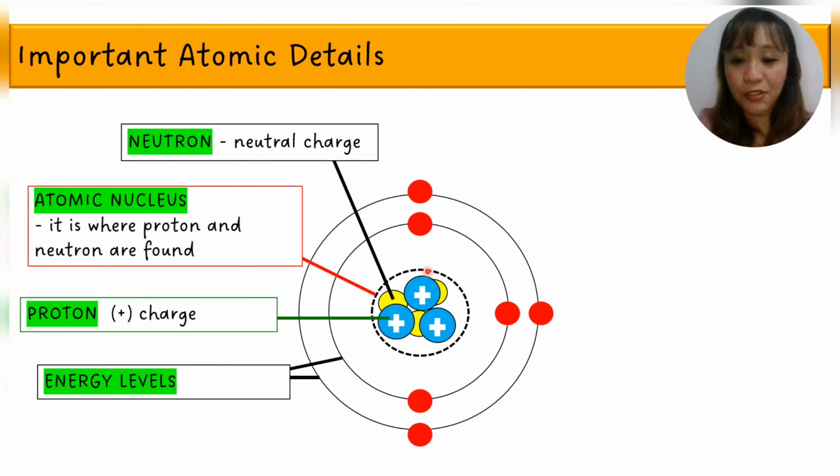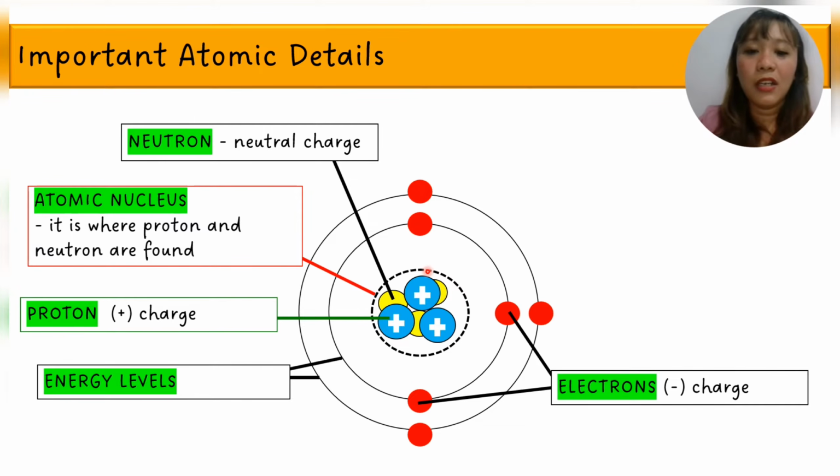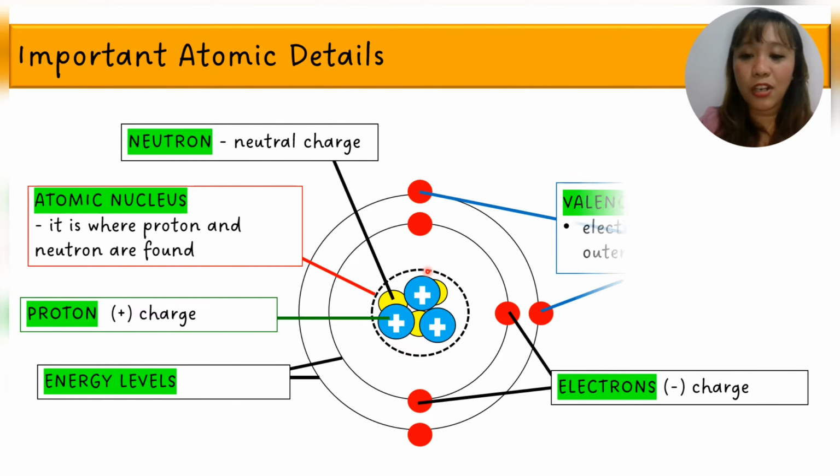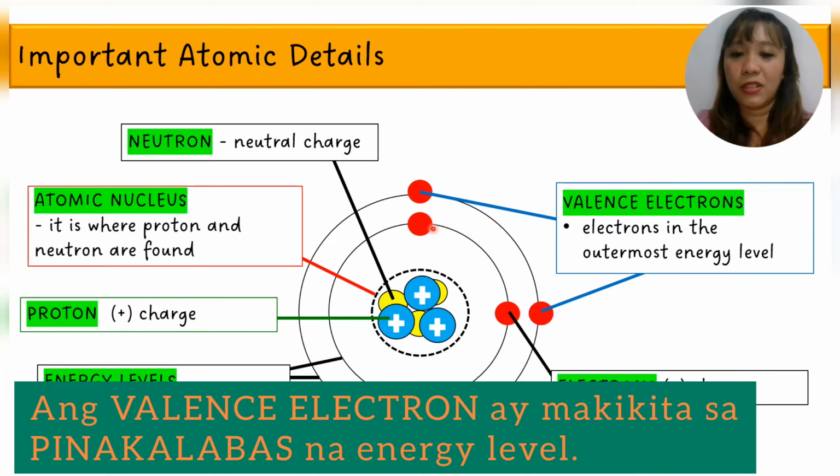The energy levels, the rings that we were talking about, the electrons with negative charge, and the valence electrons. The valence electrons are the electrons in the outermost energy level.